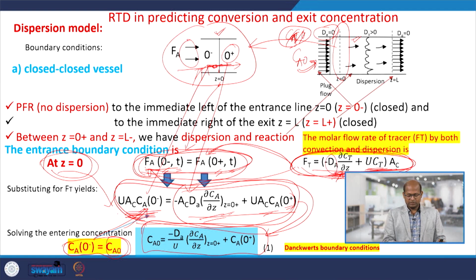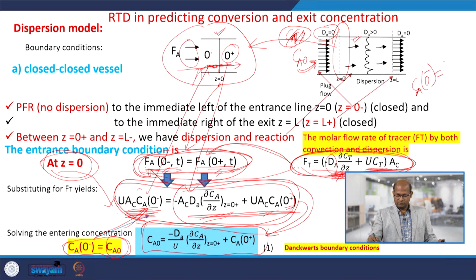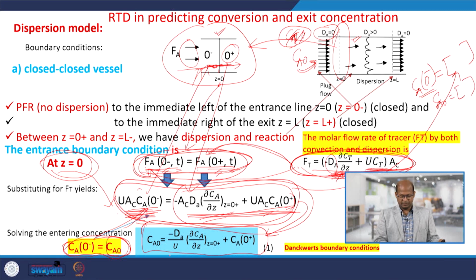Then the convective flow, or molar flow rate, is left; that part is there. On the right hand side only this is there, and on the left hand side it is coming as C_A0 minus equals the rest of the terms. These are the terms that remain here. And here C_A0 minus equals C_A0, so we are substituting C_A0 equals the terms which remain. So, this equation is coming from there. This equation at z equals 0 is called the Danckwerts boundary condition.